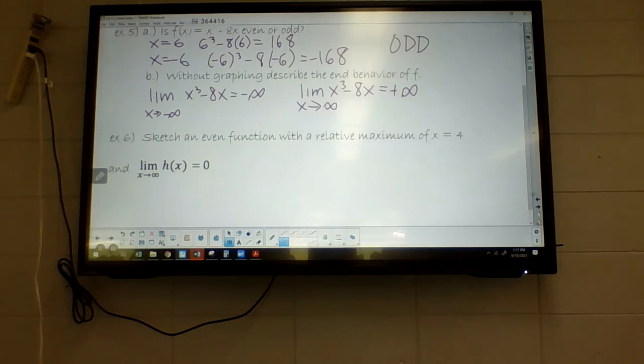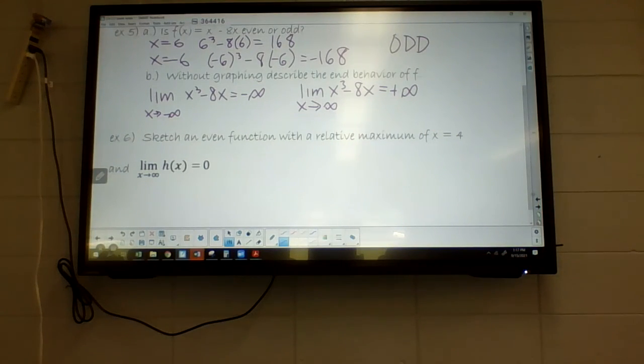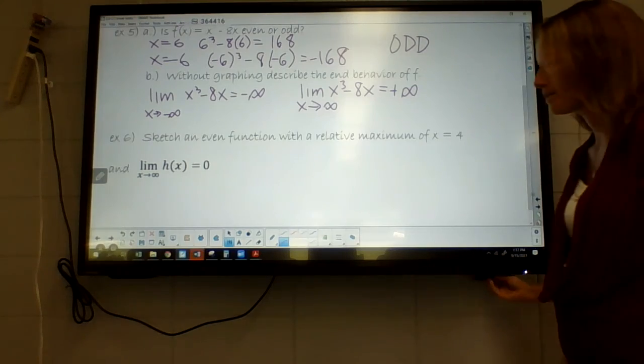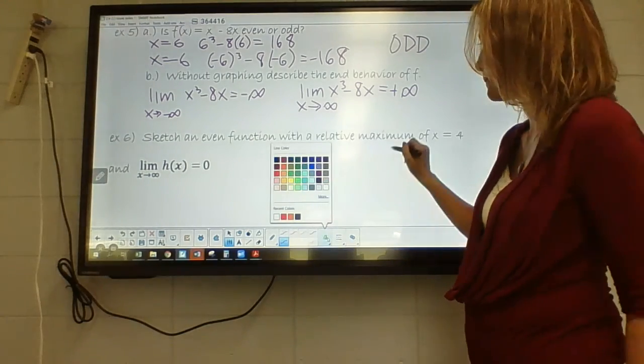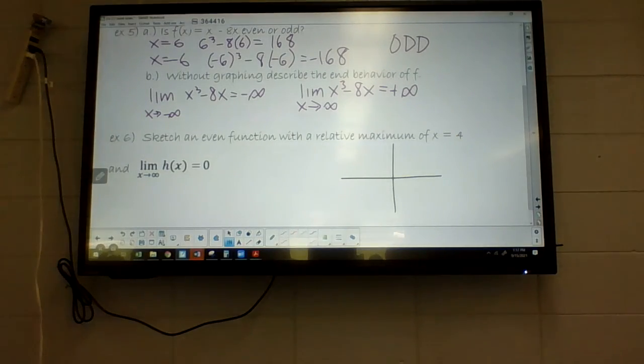All right, so this is kind of a strange question. It says sketch an even function with a relative maximum of 4 and a limit of 0 on the right side of the graph. Okay, so I'm going to start with my axes here. A relative maximum of 4. What does that tell me? What's going to happen in my graph? I have a relative max. It's going to be the highest point. So picture a roller coaster. This is my highest spot. So my highest spot is 4.